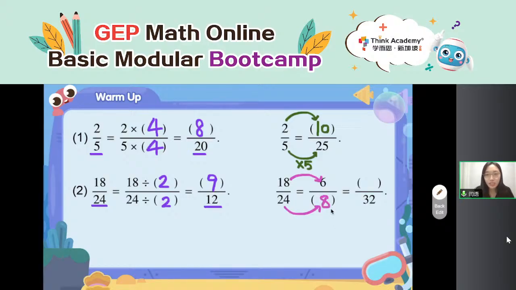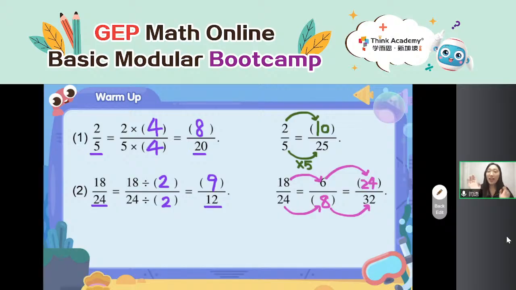And then following this, from 8 to 32, what do we do? We times 4, right? 4 times 8, that is 32. And then what about the 6? 6 times 4, what is the answer? Yes, good job. You will see it is 24.